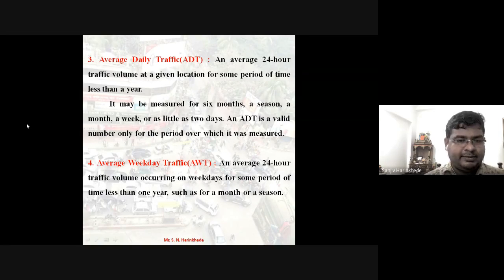Then the final type of flow is average weekday traffic, that is AWT. The average 24-hour traffic volume occurring on the weekdays for some period of time less than 1 year, such as a month or a season. So these are the 4 important types of traffic flow which are basically asked in GATE examination.